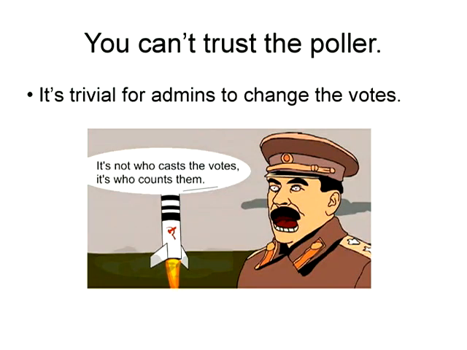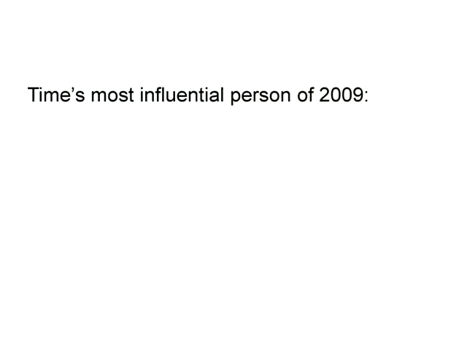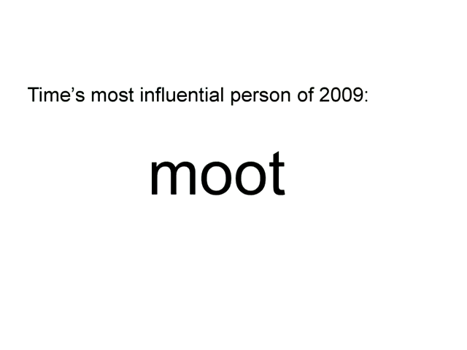So this is a really big problem, and it's not just for small websites either. The best example of this is Time Magazine had their marble cake hack. They had a web poll for most influential person of 2009, and the winner with 16 million votes was Moot, which is kind of surprising because nobody's ever heard of him before. But Moot is the founder of the website 4chan, which you've all heard of, and if you haven't, you're very fortunate.